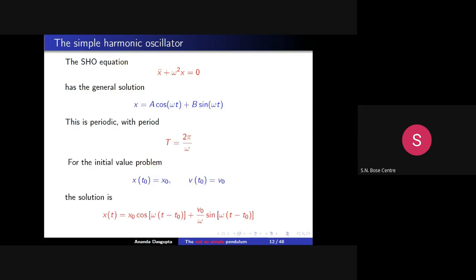And this is a quick summary, I'm not even going to read this out. You all know what this is, right? This is basically the standard result for the simple harmonic oscillator. And the final result tells you that given the initial conditions, you can find out x of t explicitly in terms of cosines and sines.